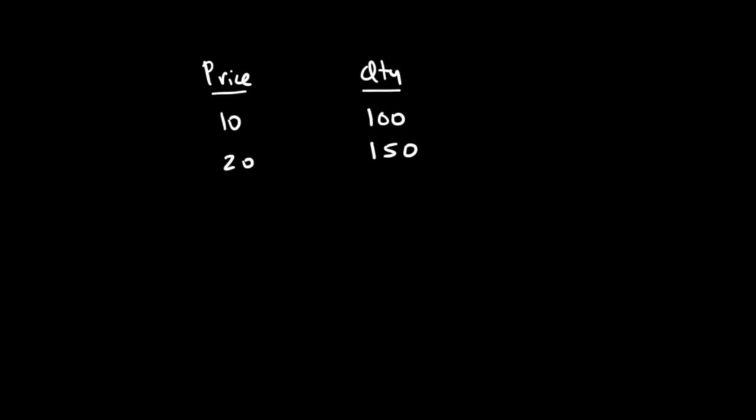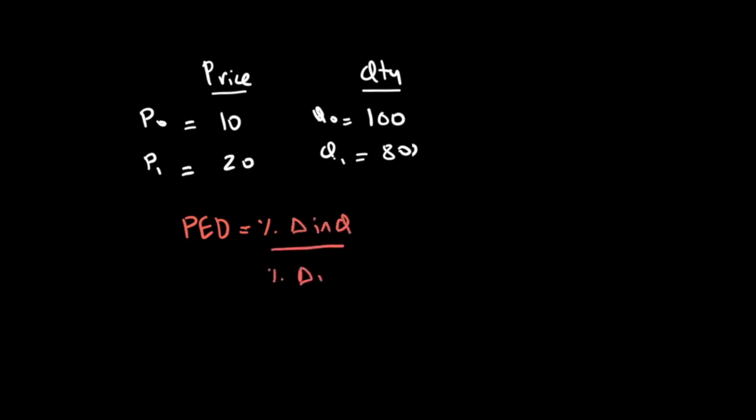Let's do an example where we change the price and as a result change the quantity and find PED of a good. So let's say previously your price P0 was 10 and then price went to $20. So price is going up from 10 to 20, and let's say quantity previously was 100, and because of the change in price, the quantity goes to, for example, 80. So price is going up, the quantity is going down, and let's find out PED using our formula. Our formula for PED is percentage change in QD over percentage change in price.